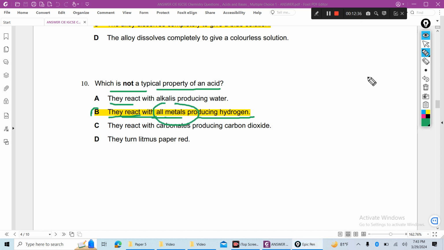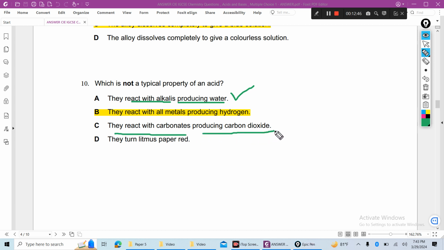They react with alkalis to produce water. This is a property. And they react with carbonate to produce carbon dioxide. Yes, acid reacts with carbonate to produce salt plus carbon dioxide plus water, and they turn litmus red, because yes, acid turns blue litmus paper to red.